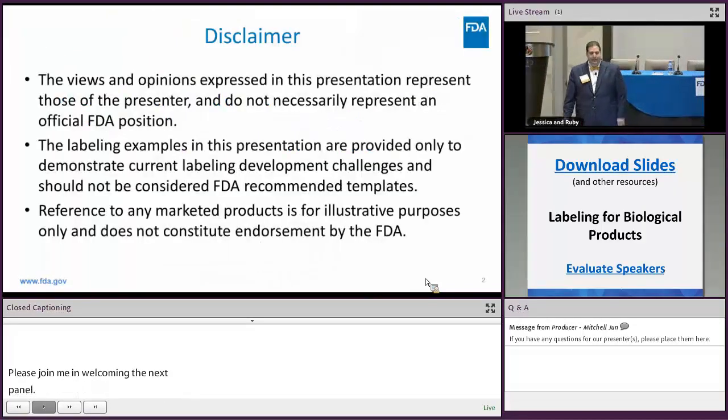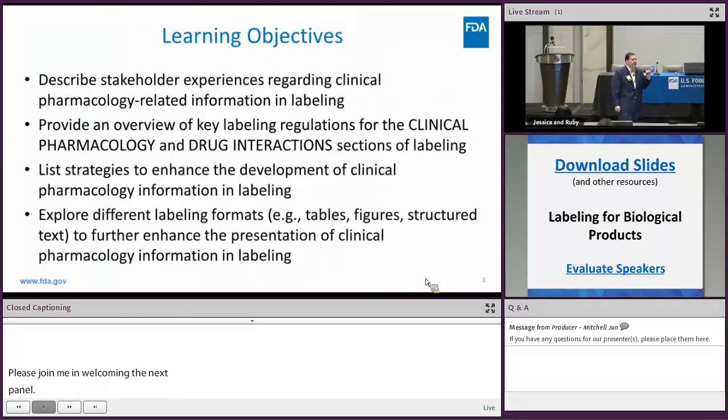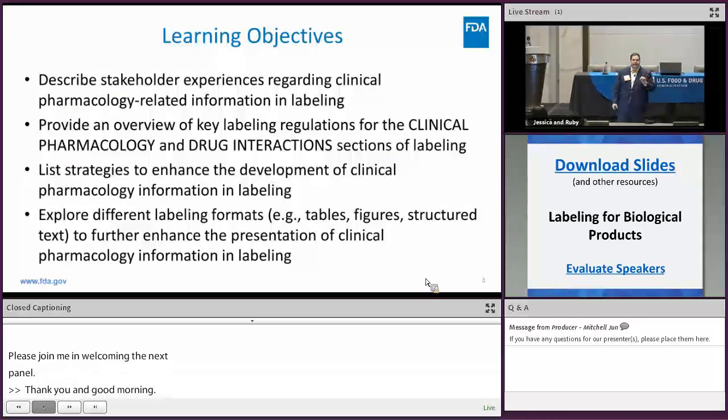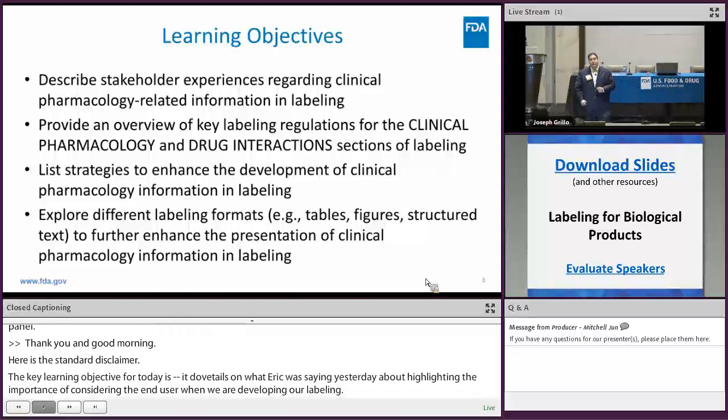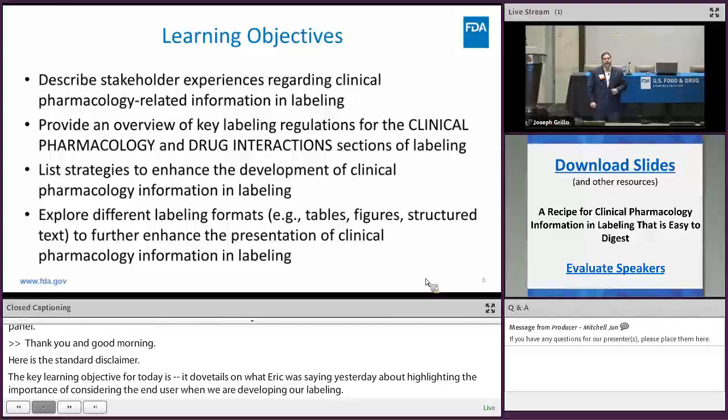I won't read it. So the key learning objective for today dovetails on what Eric was saying yesterday, highlighting the importance of considering the end user when we're developing our labeling. A lot of times we're very good at putting in content, but we often don't think about how that's being communicated to the folks that are ultimately using the instrument. And when you're talking about highly technical information, such as clinical pharmacology, it does become a bit of an issue.